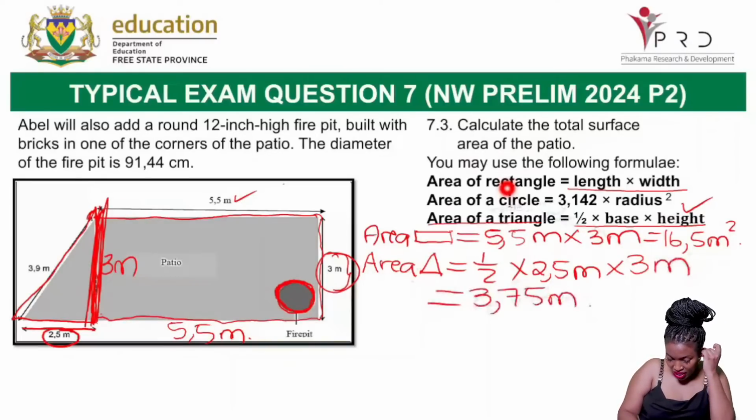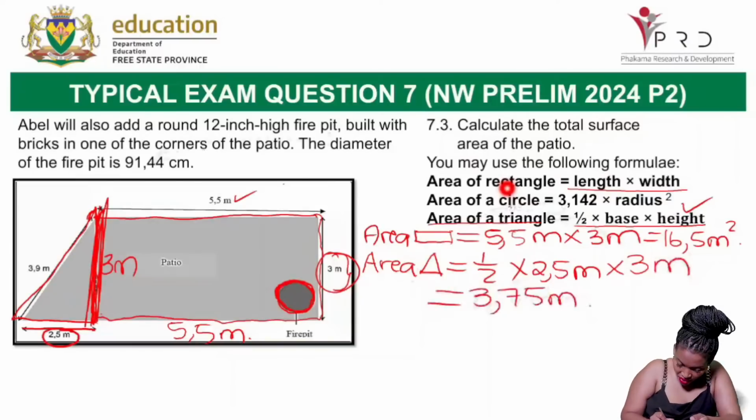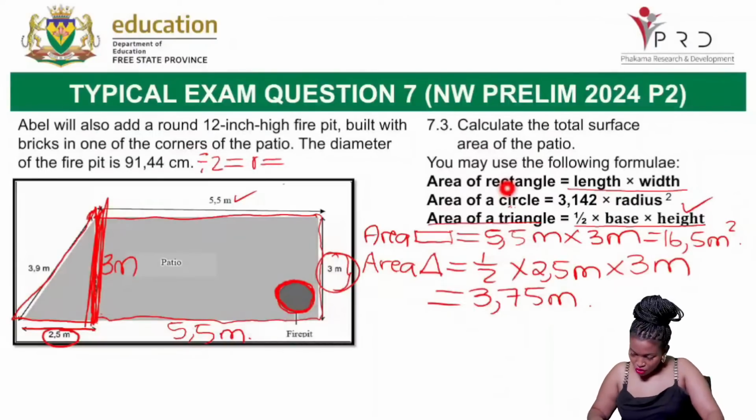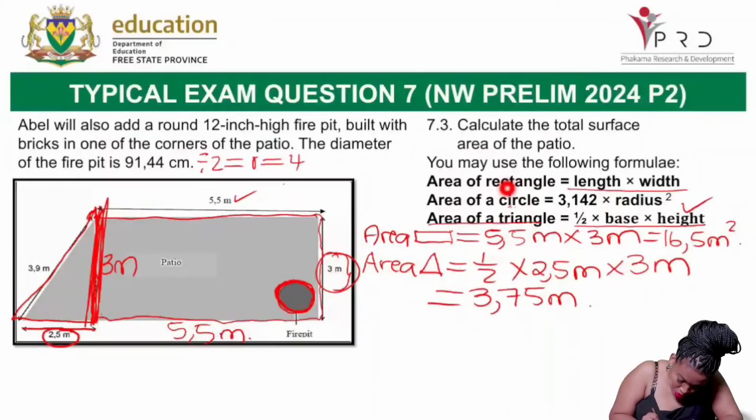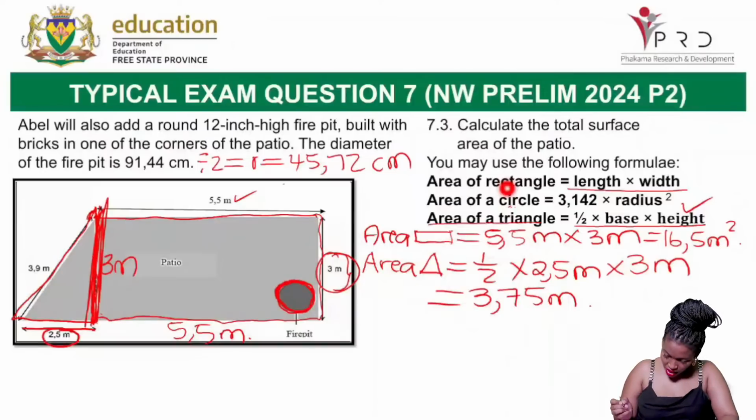Now we want the area of the circle. But remember, with the circle, we were given the diameter, and that diameter, we divided by 2 in the previous question to get the radius. So I'll do it again. We say 91.44 divided by 2. We got 45.72. This is 45.72 centimeters. We've got a challenge because everything else is in meters. The fire pit is the only one with centimeters.